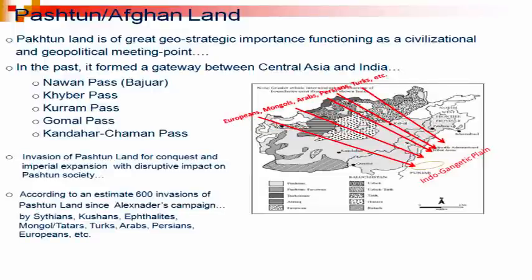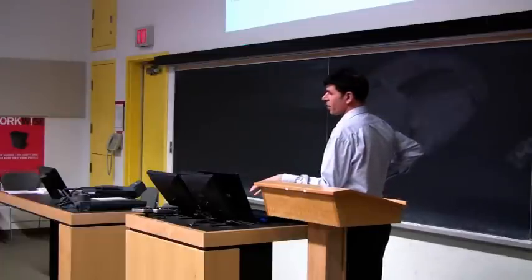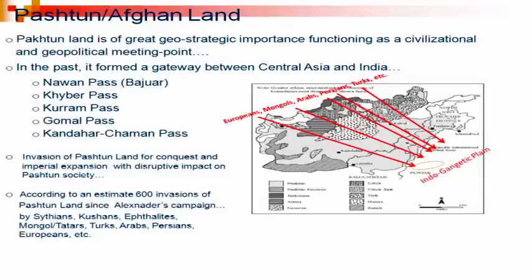In the past, Pashtun land has been a gateway between Central Asia and India. It was invaded for conquest and imperial expansion, with a disruptive impact on Pashtun society. It has been invaded countless times by various invaders, from Persians to Arabs to Turks to Mongols to Tatars, and all of them wanted access to the resources of the Gangetic plain, right? They would pass through these passes.